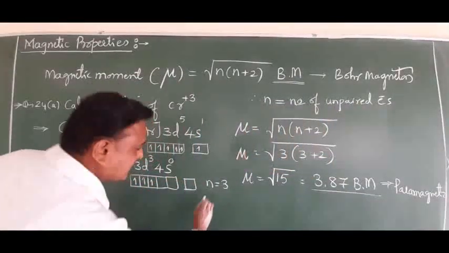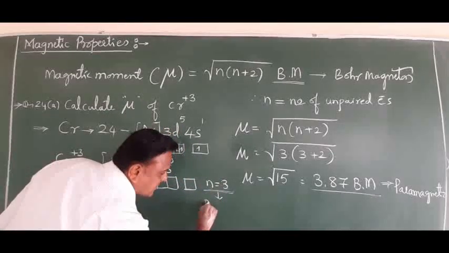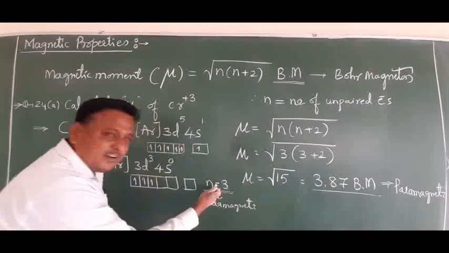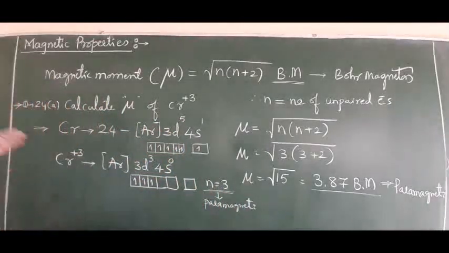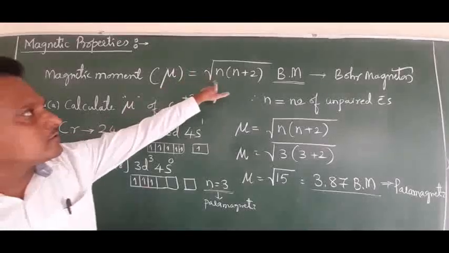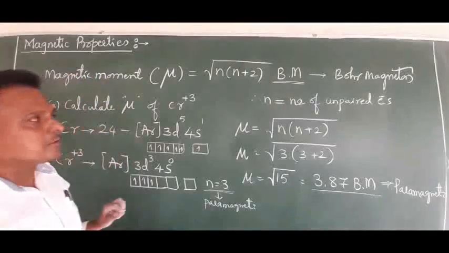How do we know it is a paramagnet? Because we have 3 unpaired electrons. Due to 3 unpaired electrons, it is a paramagnet. If there is no unpaired electron, it is a diamagnet. This is a simple calculation of our syllabus. Magnetic moment formula: mu is the square root of n into n plus 2, and the unit is Bohr magneton.